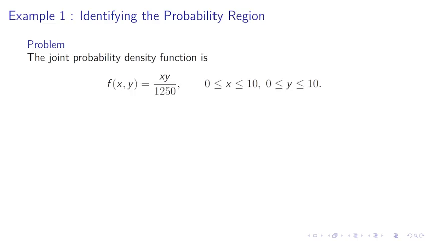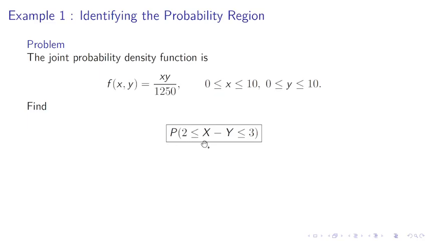Let us solve one problem. The joint probability density function is given by f of x, y is equal to xy by 1250, with x between 0 and 10 and y between 0 and 10. We need to find the probability, which must be calculated carefully.